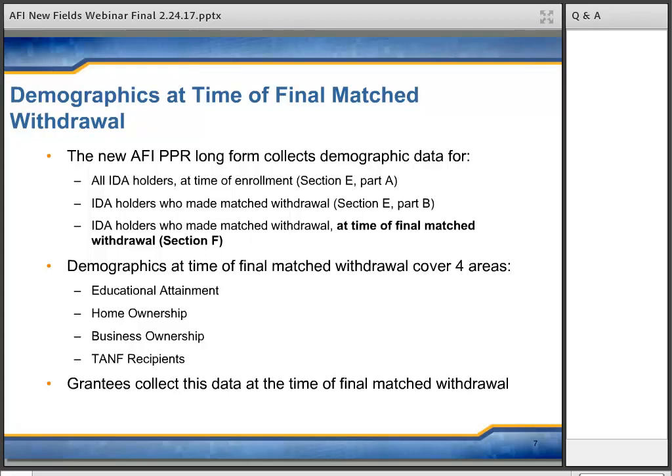But then the trick is in Section F, demographics are reported for IDA holders who made a matched withdrawal, but at the time of the final matched withdrawal. So this means grantees need to collect demographic data a second time for those IDA holders. So you'll be collecting it again when they make their final matched withdrawal. But the nice part to that is it's not the full set of demographic data. It's only for 4 demographic areas, which are educational attainment, home ownership, business ownership, and receipt of TANF. So you're not asking them again for their age and their race and all those things. That's already done. You're just asking for these 4 demographic areas when you get into Section F.